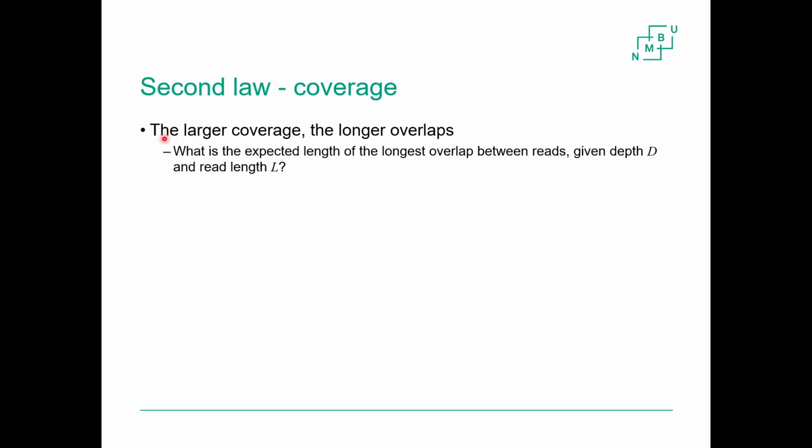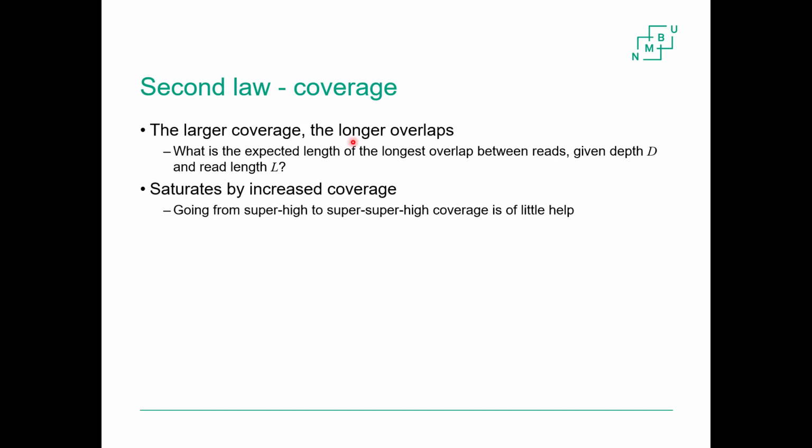So, second law of coverage. The larger the coverage, the longer the overlaps will be. This is not 100% true, but in general, you can think in these terms. So what is the length of the overlaps then, given a read coverage D, and with some read lengths L? This is not so easy. There is no simple formula for answering this question. You have to simulate, I think, in order to find it. But the larger the coverage, the longer the overlaps in general.